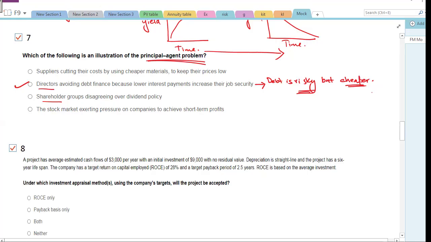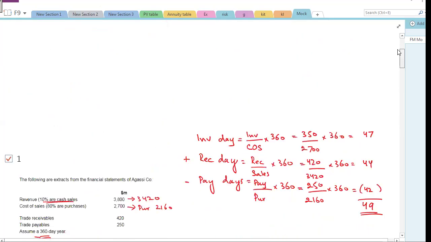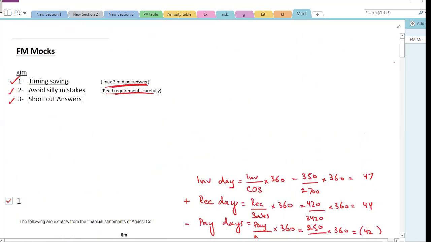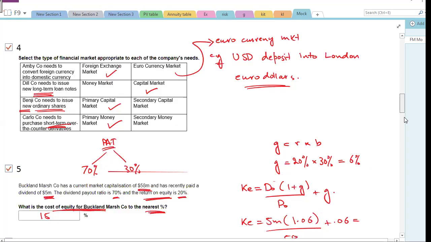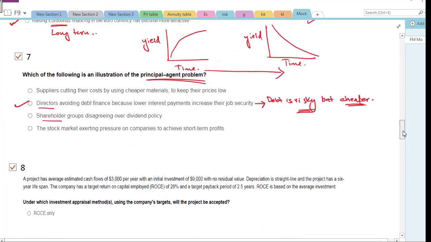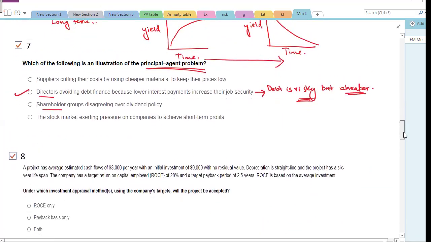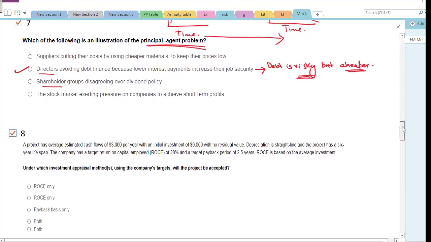So this was the shortcut that I was talking about in here. Shortcut answer. Sometimes you don't have to read the full questions in the real examination because time is, of course, very important in the real examination. Okay.